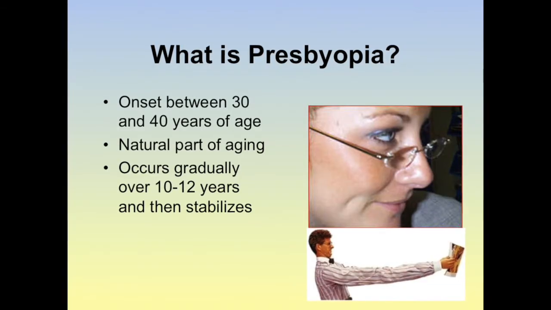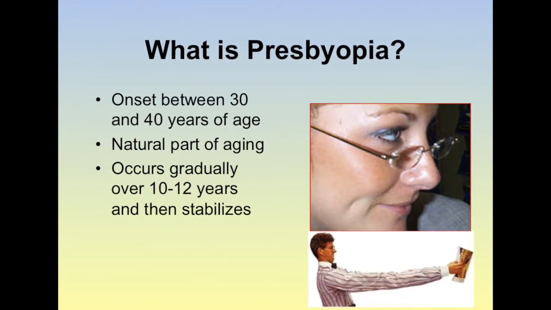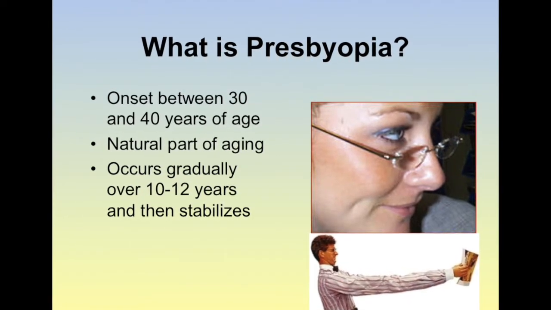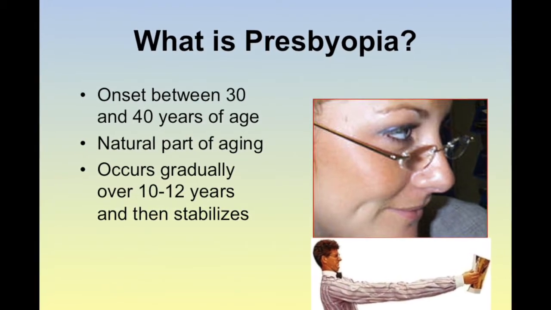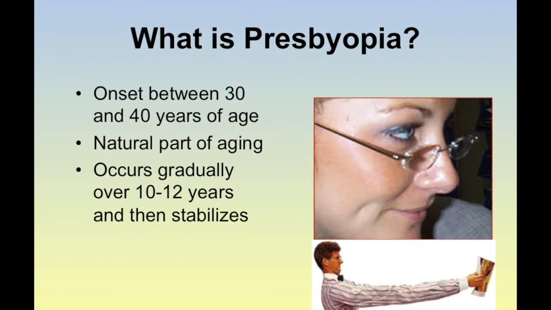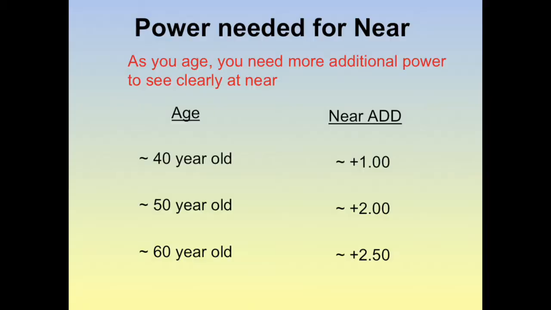So what is presbyopia? It generally starts around age 30 to 40, but patients don't really get the problems associated with presbyopia till they're probably around age 40 or so. It's a natural part of aging. So if you're lucky enough to live past age 40, you will experience presbyopia. And then after age 40, it just sort of gradually gets a little bit worse. The lens becomes a little bit more stiff, and you need more power in order to see up close.